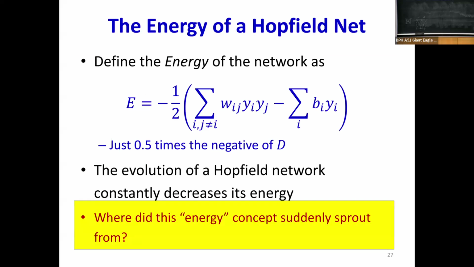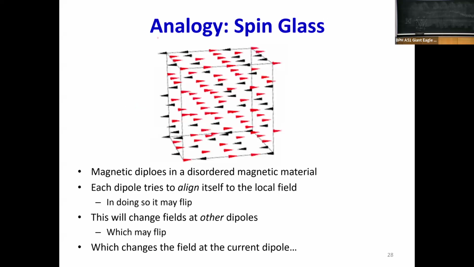Now, where did this energy concept suddenly pop from? Where did I yank it out of? It comes from an analogy to thermodynamic systems, actually ferromagnetic systems. In ferromagnetic systems, you have magnetic dipoles, and there's a field through the dipole, and each dipole is trying to align itself with the local magnetic field. So if the dipole is facing this way and the magnetic field is going the other way, the dipole is going to flip. But when the dipole flips, it's going to change the magnetic field at all the other dipoles, causing some of them to flip.